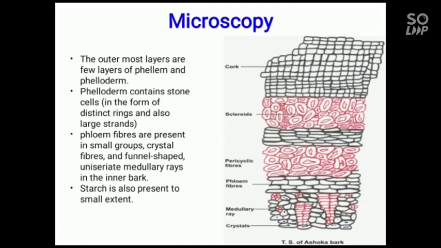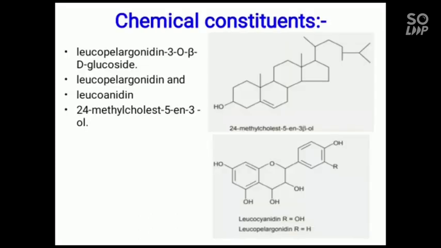The outermost layer is a few layers of phloem and phloem. Phloem contains stone cells in the form of distinct rings and also large strands. Phloem fibers are present in small groups, crystal fibers and the funnel-shaped uniseriated medullary rays in the inner bark. Starch is also present to a small extent.